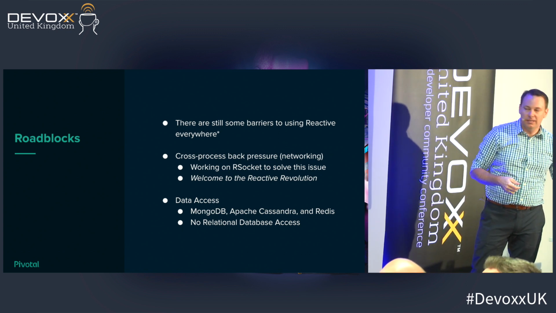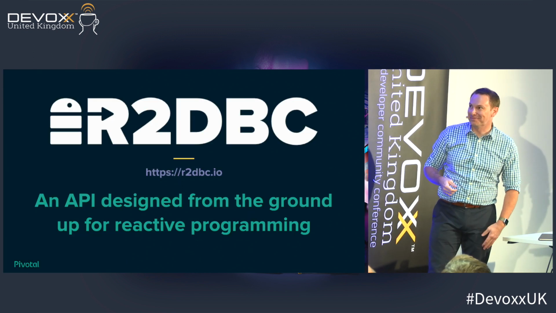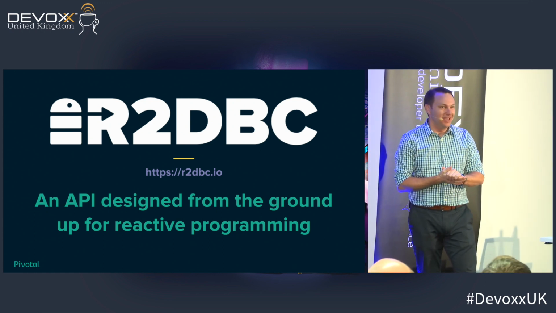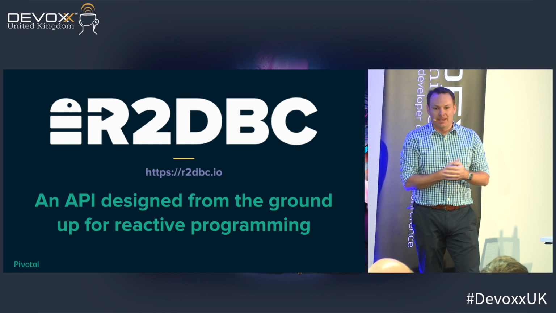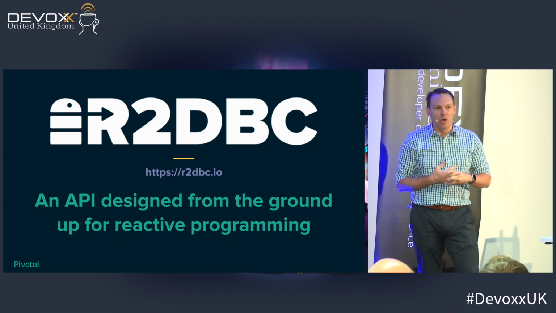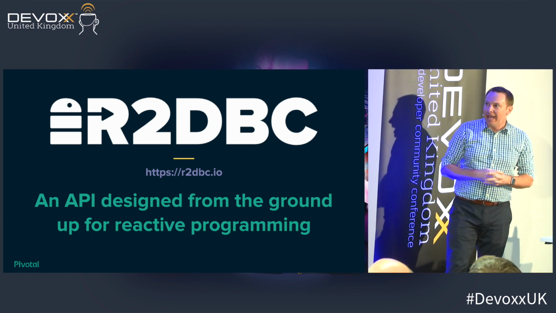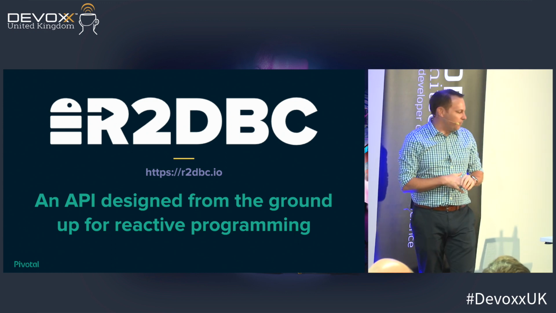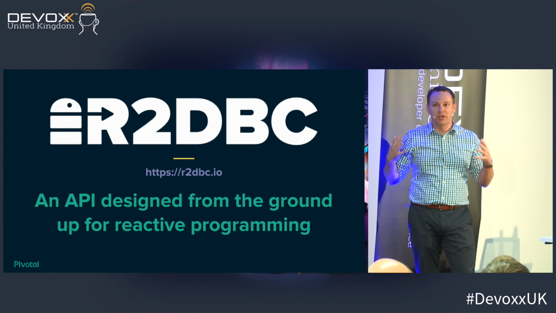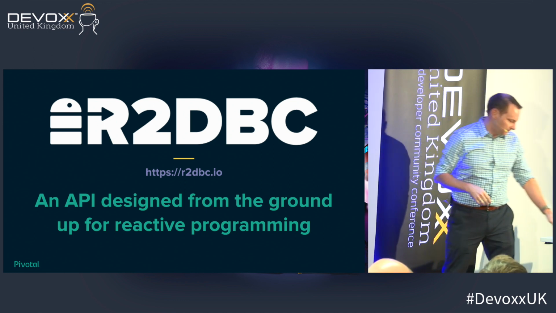So, given some spare time stuck in my mother-in-law's house and not wanting to spend any time with her, I invented a project called R2DBC. It originally started when Ali Gurki, who's the head of the Spring Data team, mused in a meeting once, I wonder what a reactive JDBC API might look like, and I just decided to take a look at what that would be. Fundamentally, we're talking about an API designed from the ground up for reactive programming, okay?